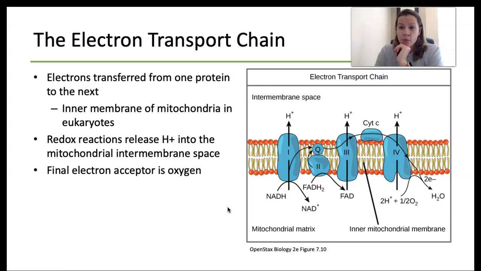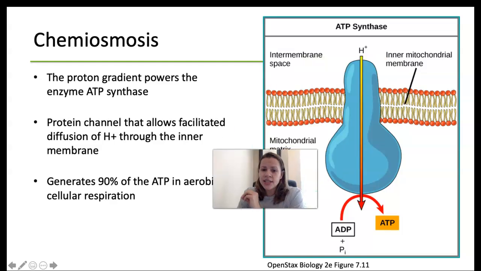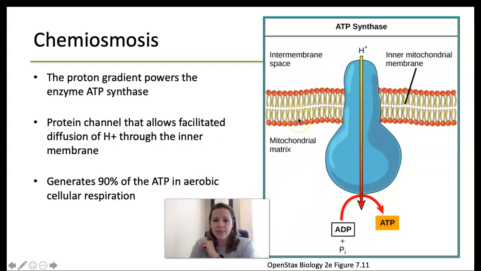Now, because those hydrogen ions were getting pumped across, we've created a proton gradient. So a chemical gradient has occurred where there's a higher concentration of protons in the intermembrane space compared to the matrix. Hydrogen ions are not able to pass through a membrane because they are charged. So they're going to seek to go from high to low concentration, like we've talked about before when we talked about diffusion, but they can only go through this proton channel called ATP synthase.